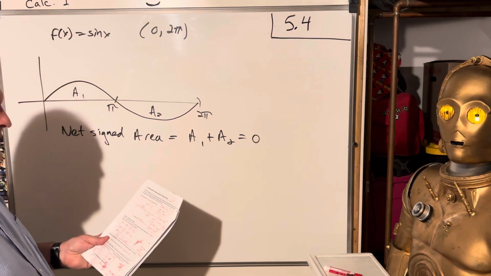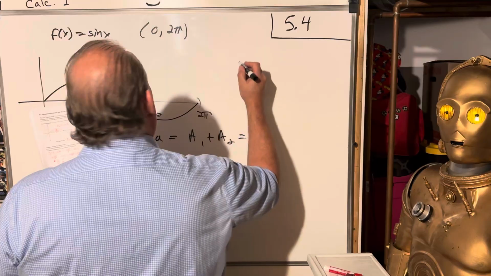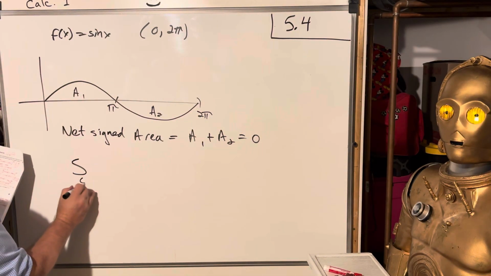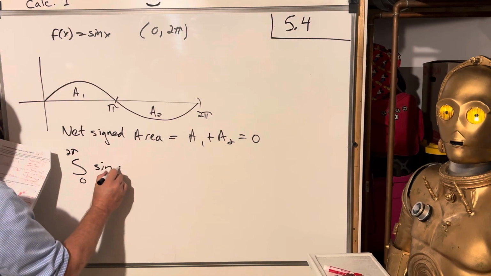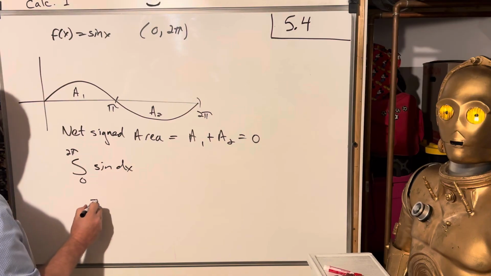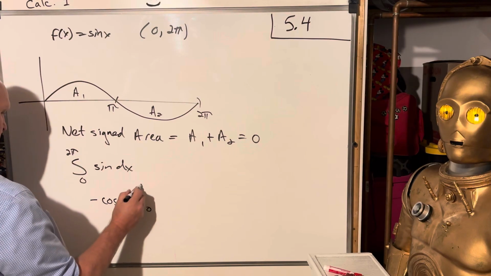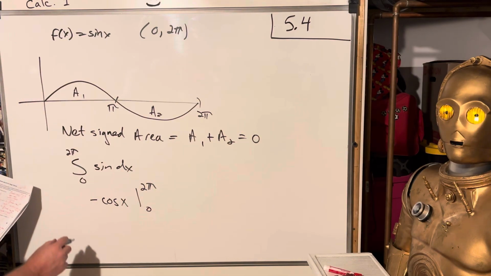And how do we know that? Well, we could say, let's integrate from 0 to 2 pi of sine x dx. Now remember, the antiderivative is negative cosine of x from 0 to 2 pi. And so we do upper minus lower.